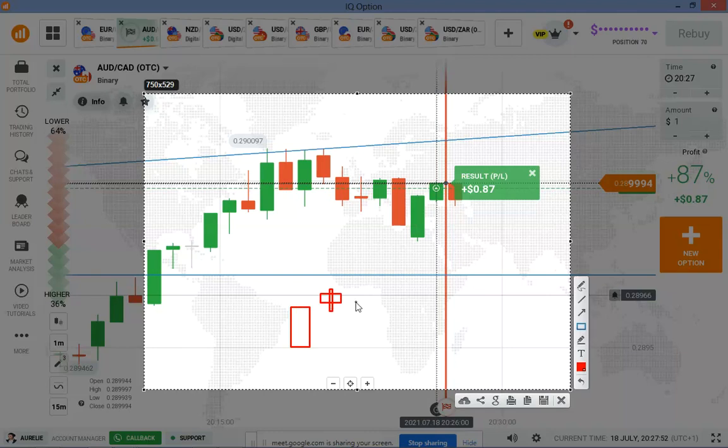Next one was a spinning top. Now, this is what we call abandoned baby. And now we also have another pattern, the same thing like this, a red candle and a spinning top. This is not abandoned baby. Okay, this is not abandoned baby.